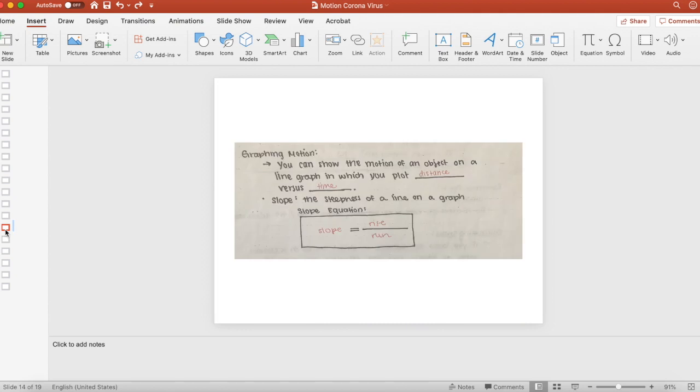Now, graphing motion. This is where it gets hard, and I really wish that I could explain this to you in person. But basically, you can show that an object is moving with a line graph, where you're going to plot distance versus time. So one line will be time and one line will be distance. And then you're also just going to have to know the slope formula.